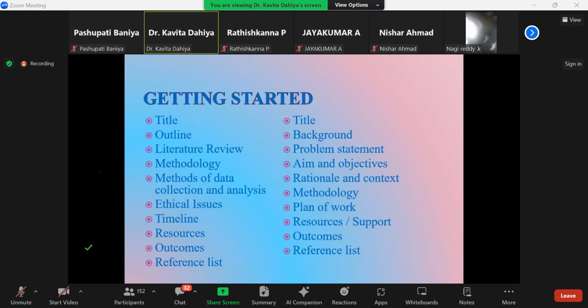You cannot skip these steps. First is the title, outline, literature review, research methodology, methods of data collection and analysis. Another is ethical issues, timeline, resources, outcomes, and reference list. So, before starting any research, you need to understand all these concepts and steps carefully, one by one.